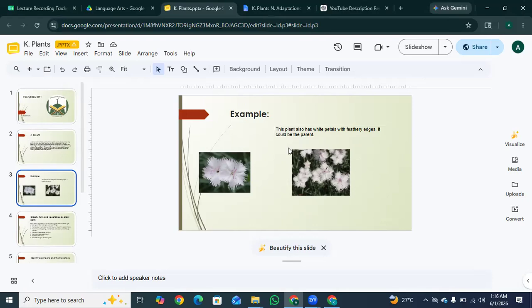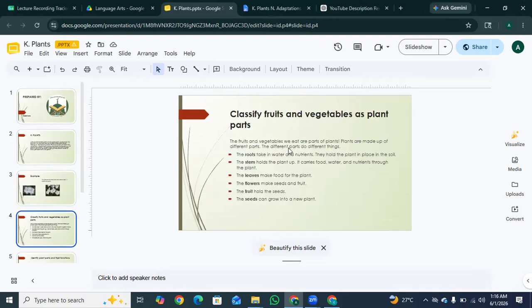So basically, this slide shows a real example of matching a seedling to its parent. By noticing that both pictures show flowers with white petals and feathery edges, we can tell they are directly related to each other. Okay. So the next one is classify fruits and vegetables as plant parts.